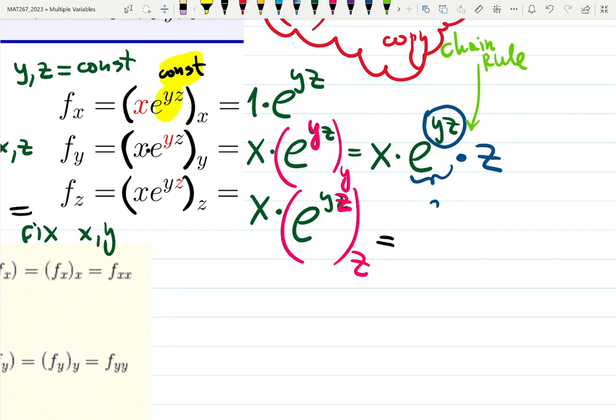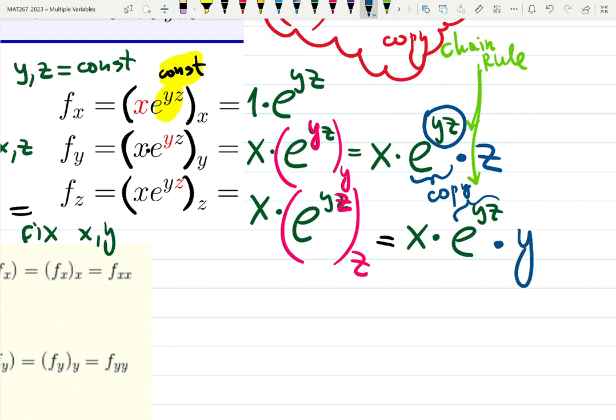We still copy. We copy e. x stays outside because it's a constant. e to the yz is copied because the derivative of e to the x is e to the x, whatever. e to the f is e to the f. And then chain rule says times the derivative of the function inside. Copy. That's chain rule. What is the derivative of yz with respect to z? y.